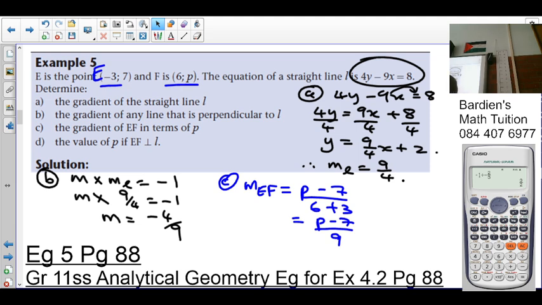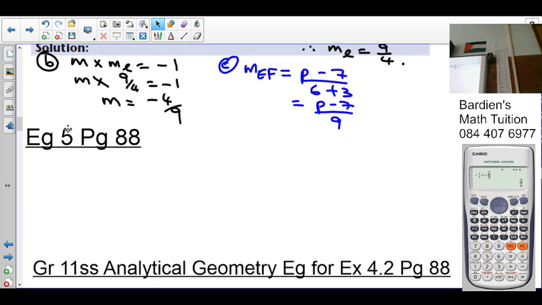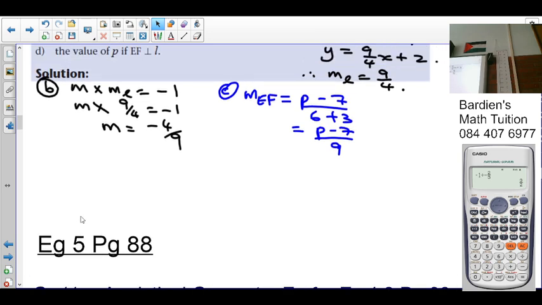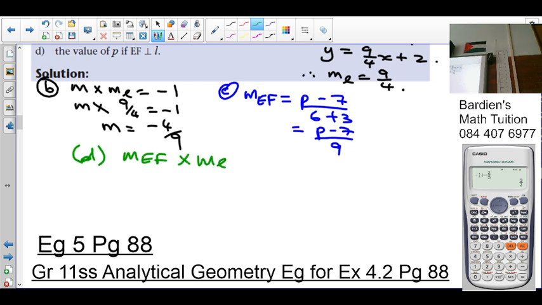So what's the next question? It says determine the value of P if EF is perpendicular to line L. So if lines are perpendicular, what do we know, people? Product of the two gradients is negative 1. So let's go. This is now D. The gradient of EF times the gradient of L is equal to negative 1.